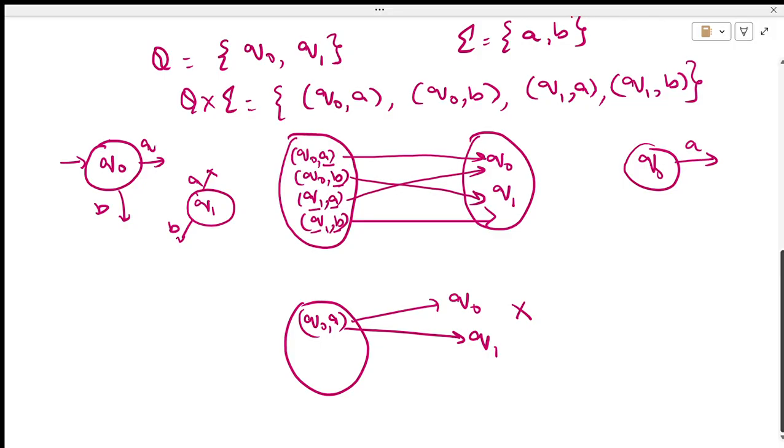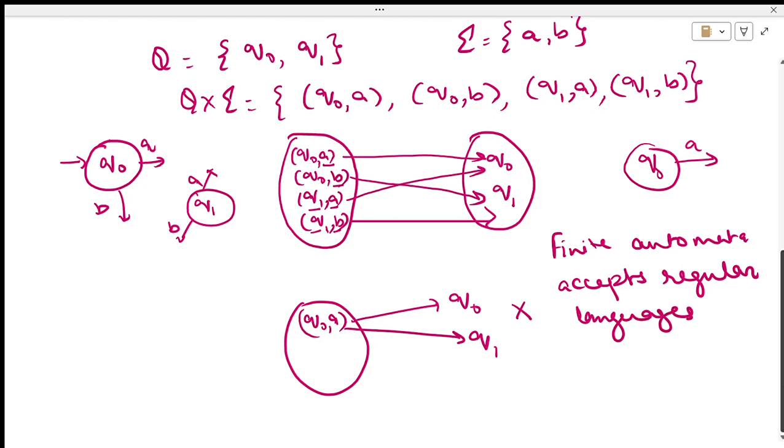First of all, we need to understand the language. Remember one more thing: finite automata accept regular languages. Any finite automata, be it deterministic, non-deterministic, or non-deterministic with a null transition, all of these are going to accept the regular languages.